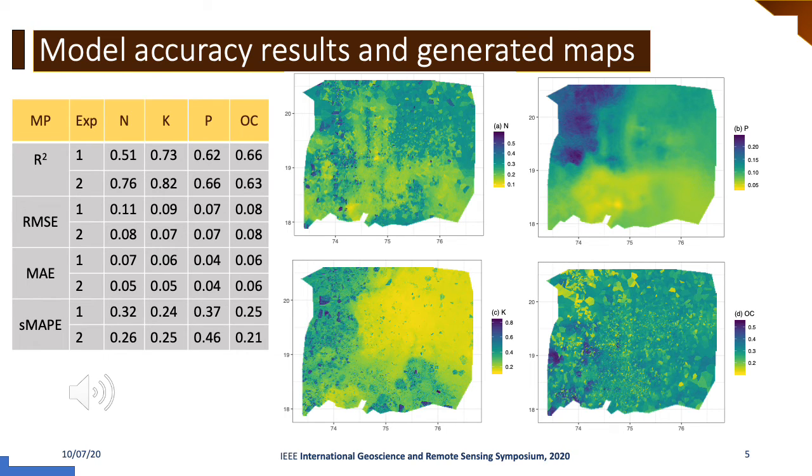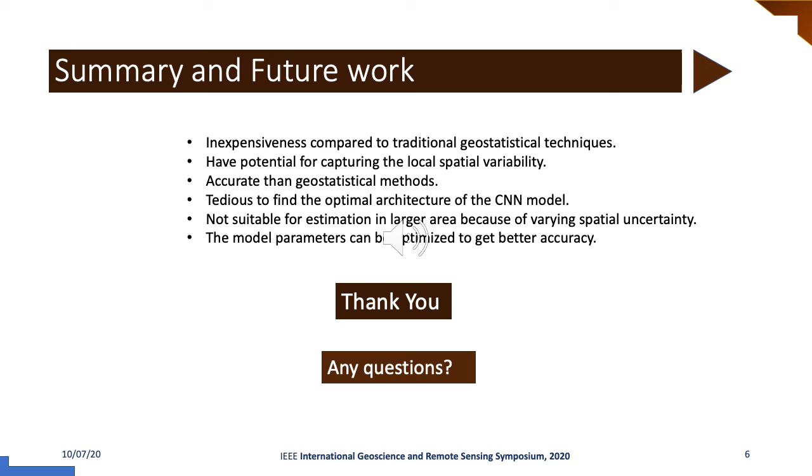The maps have been generated with the best parameter settings for each soil nutrient at 100 meter spatial resolution, keeping in mind Indian small farm size cases so that the grower can take farm level decisions. Our approach is inexpensive compared to the traditional geostatistical techniques. It has the potential for capturing the local spatial variability, and it is more accurate than the geostatistical methods.